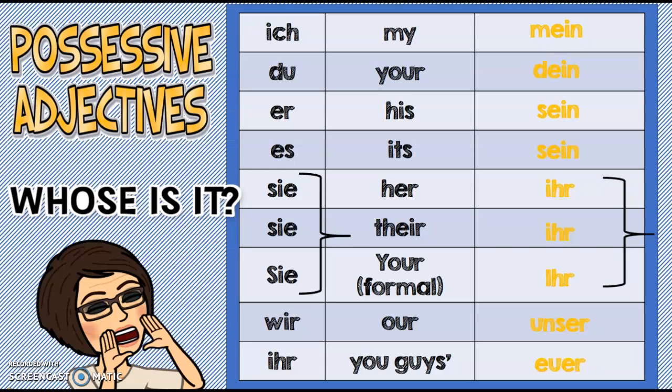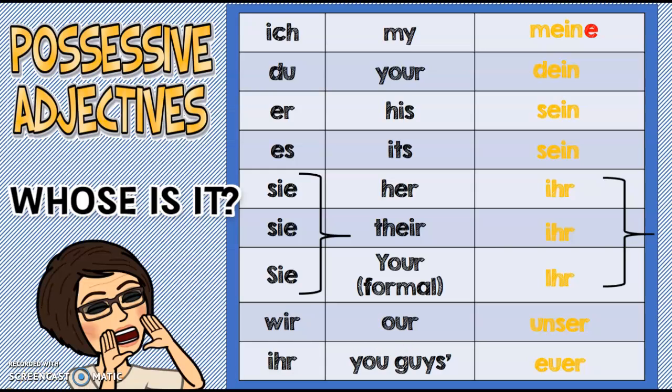So there's only one more thing that you have to know, and this is the tricky part. If the word that comes after the possessive adjective is a feminine or plural word, in other words, a word that begins with the gender of D, then you have to add an E. So, for example, my sister. Sister is a feminine gendered word. So if I want to say my sister, I have to put an E on the end of mein and make it meine, meine Schwester.